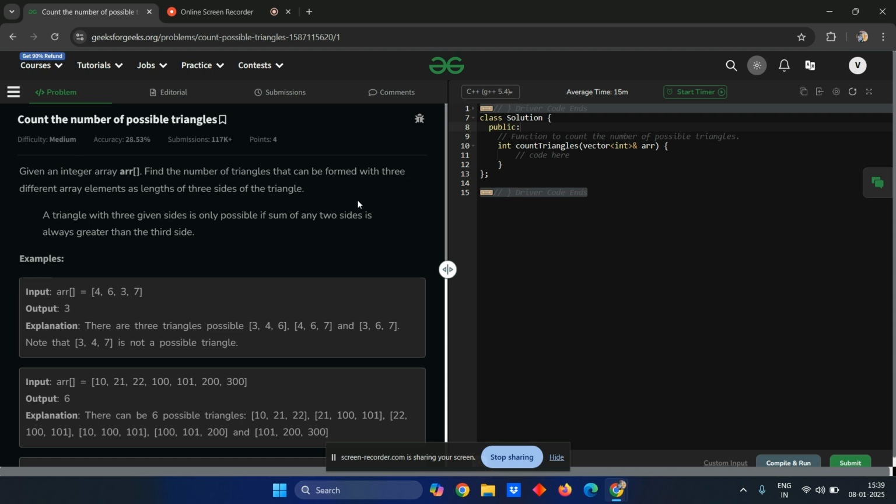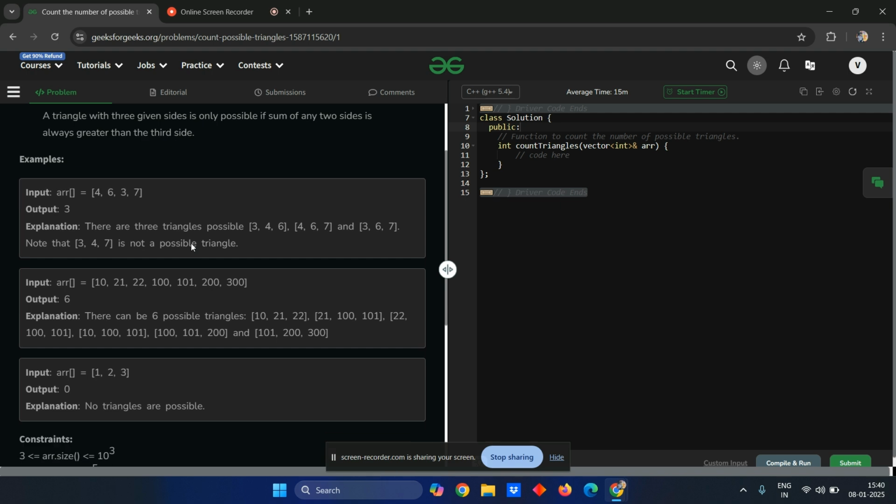this triangle. One note is given here: a triangle with three given sides is only possible if the sum of any two sides is always greater than the third side. So basically the problem is asking how many triangles we can construct. If the sum of two sides of the triangle is greater than the third side, then the triangle can be formed, otherwise it cannot be formed. This is what is asked in the question.